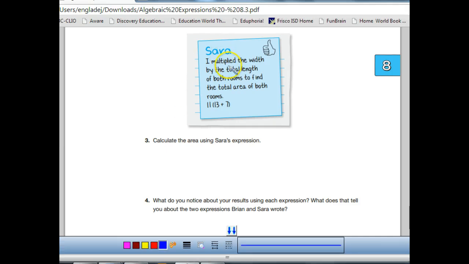Let's look at what Sarah said. I multiplied the width by the total length of both rooms to find the total area. So here's the width and here's the total length. And so they say calculate the area. So I'm going to take 11 times 20. Order of operations tells me to add that together first, and that's how I get 220 square feet.